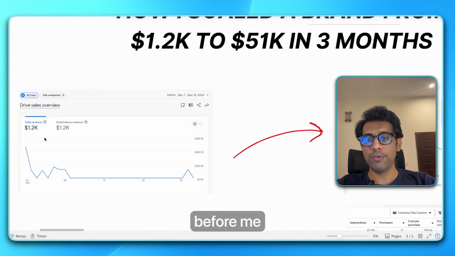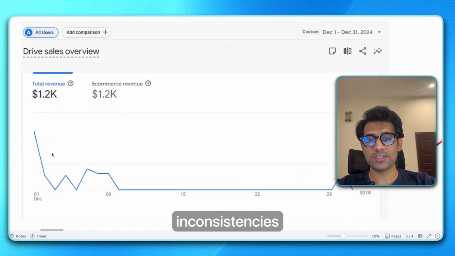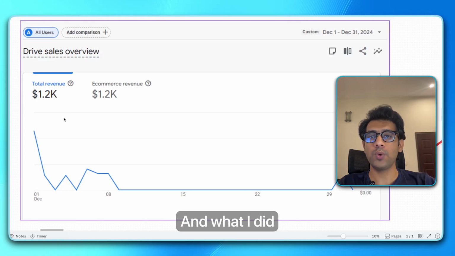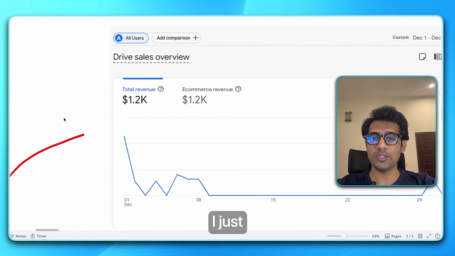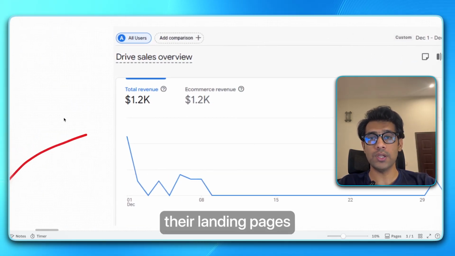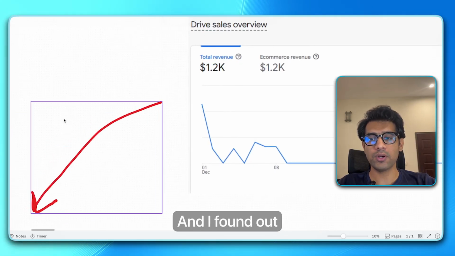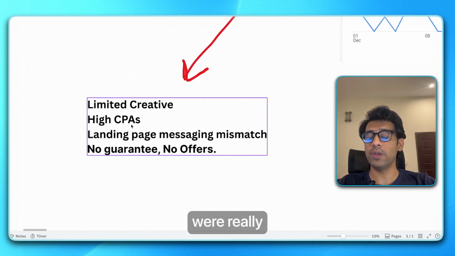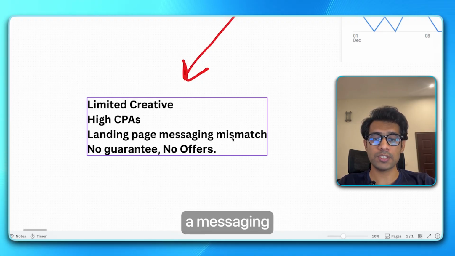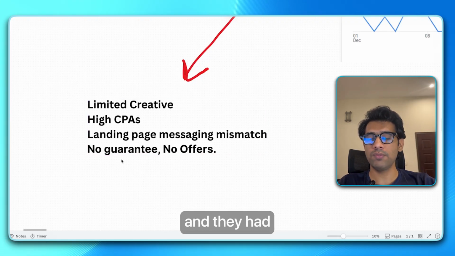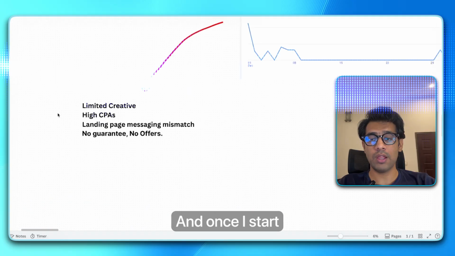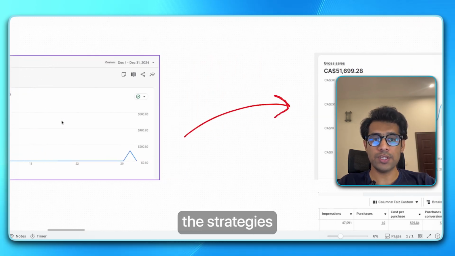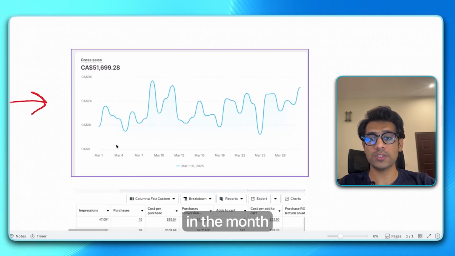So let's focus on, before me, this brand was struggling with inconsistency of sales, right? And you can see in the month of December, they were just at 1.2k. And what I did, I just deep dived into every single thing. I audited every single funnel, their offers, their landing pages, their creatives, their metrics. And I found a lot of things, but the main things were they had limited creatives, the CPAs were really, really high, there was a messaging mismatch between their landing page and their ads, and they had no guarantees and no offers to sell to people. And once I started fixing all these things, improving the system and building the strategies, we closed around $51,000 in the month of March.